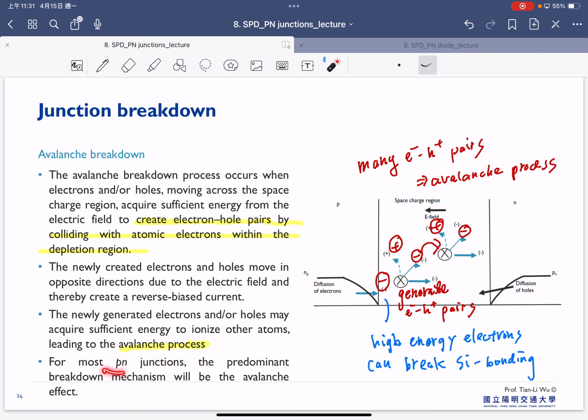So for most PN junctions, the dominant breakdown mechanism will be the avalanche effect. That means even if this is a regular PN junction, with regular doping in the p-type and n-type, it will still have the avalanche process in the end, leading to avalanche breakdown, and we will start to see very high reverse leakage currents under the very high reverse bias.